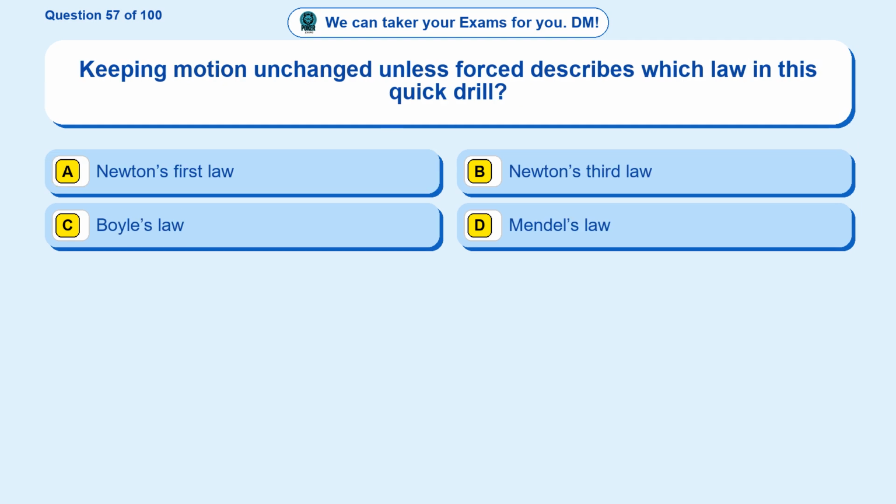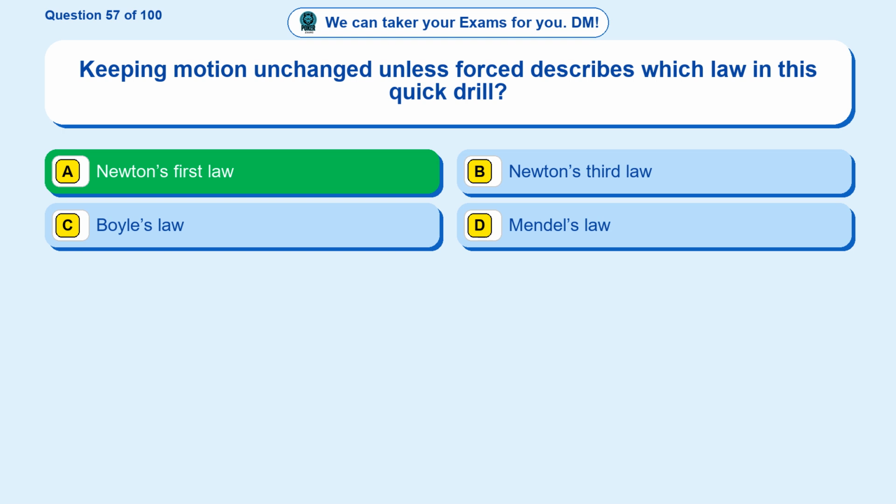Question 57. Keeping motion unchanged unless force describes which law in this quick drill? Option A, Newton's first law. Option B, Newton's third law. Option C, Boyle's law. Option D, Mendel's law.